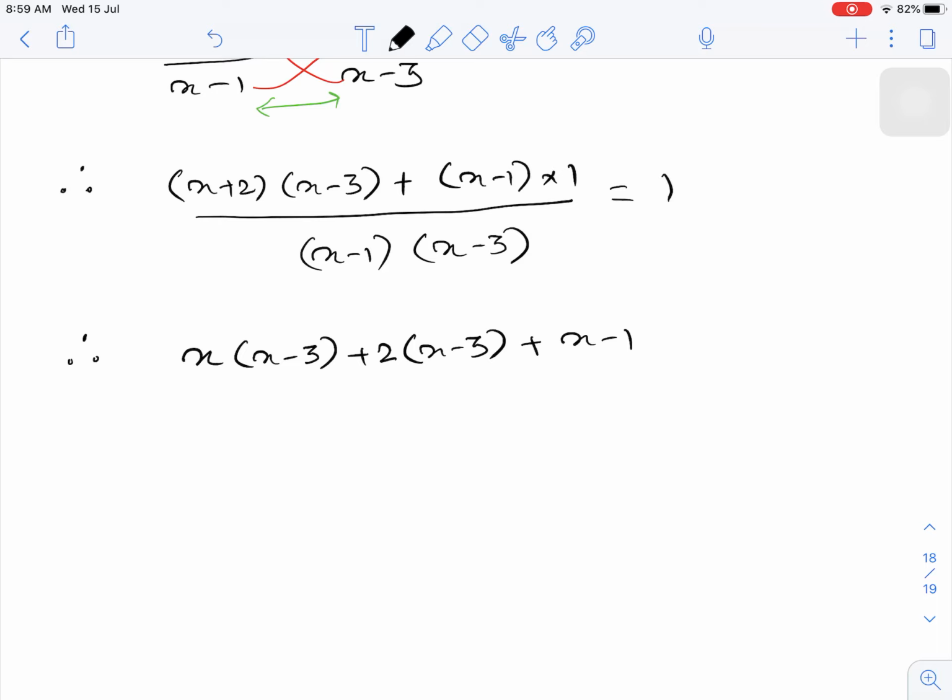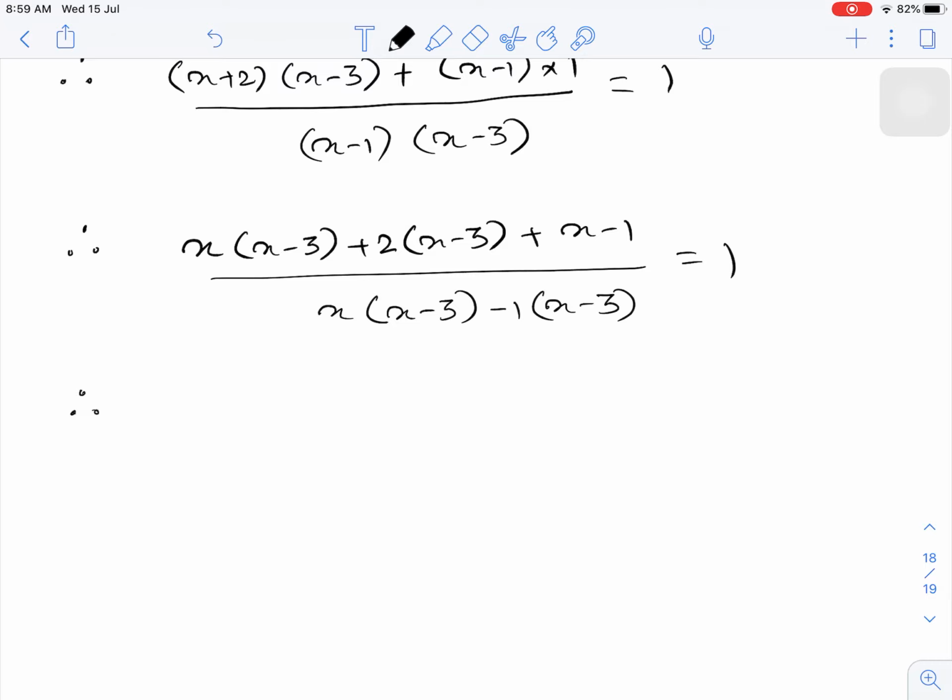Now, divided by, now this x will multiply with this x minus 3, then this minus 1 will multiply this x minus 3. Now it will be easy for you to understand.